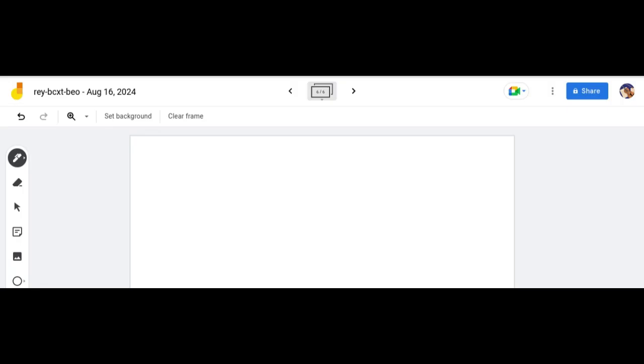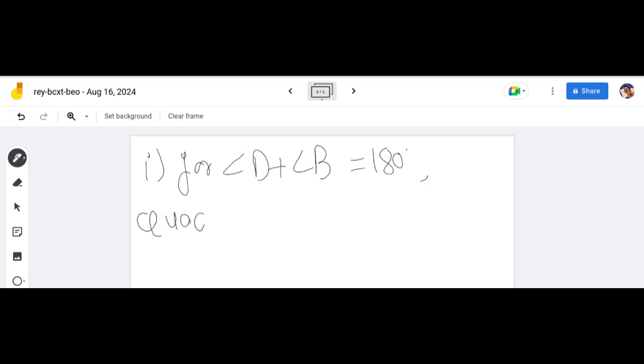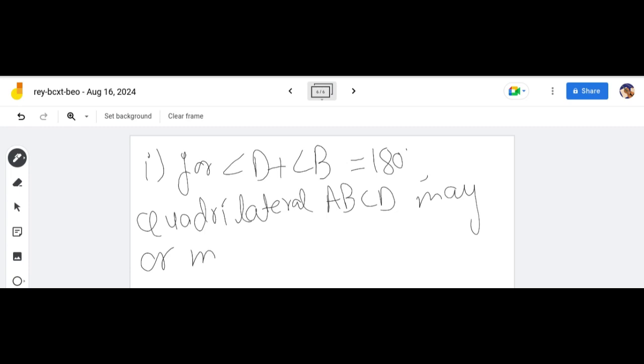Okay. So we have to write the answer of question number 3, part A. So I am going to write the reason: for angle D plus angle B is equal to 180, then quadrilateral ABCD may, you have to repeat after me, may or may not be a parallelogram.